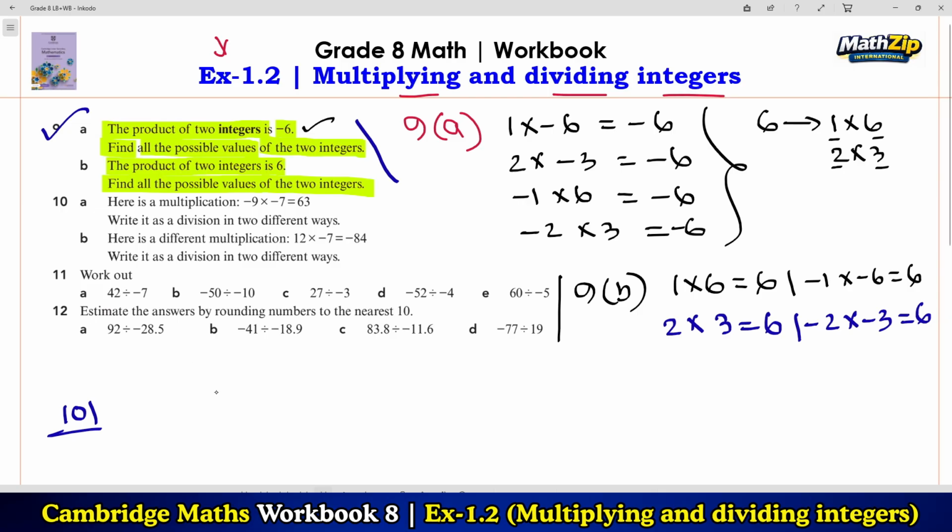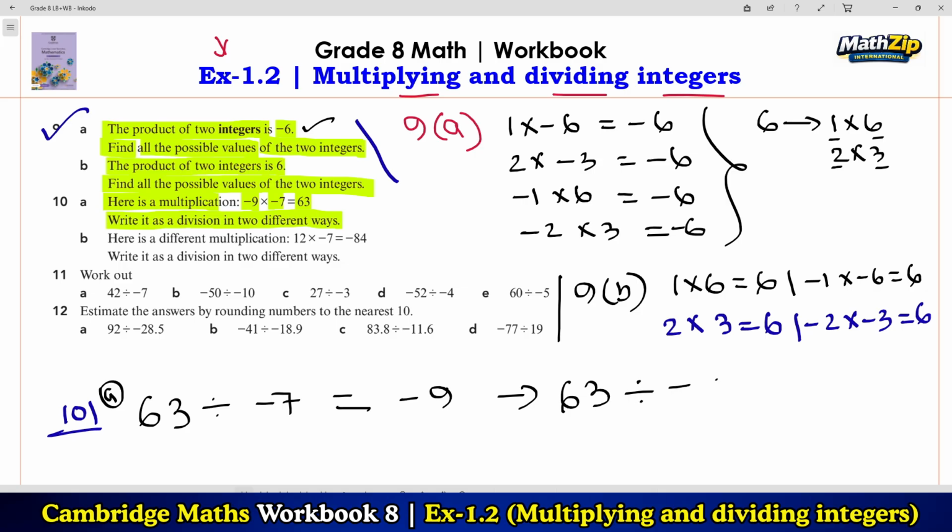Number 10. Here is a multiplication: -9 times -7 equals 63. Right, it has division in two different ways. So 63, if we divide by -7, we will get -9, right? Same thing, 63, if we divide by -9, we will get -7. Okay, so this is the two ways. It's one way and it's a second way.